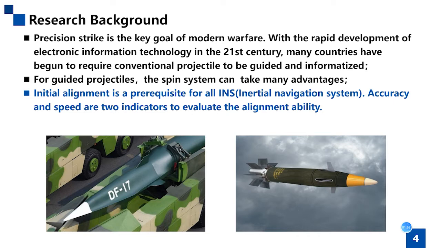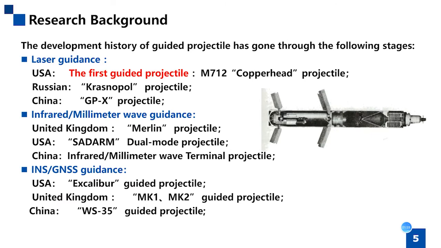Traditional initial alignment algorithms for movement take a long time and require a simple linear motion of the carrier. Obviously, they cannot be used for the initial alignment of guided projectiles that are weightless, high-speed spinning, and moving in the air. The development history of guided projectiles has gone through the following stages.